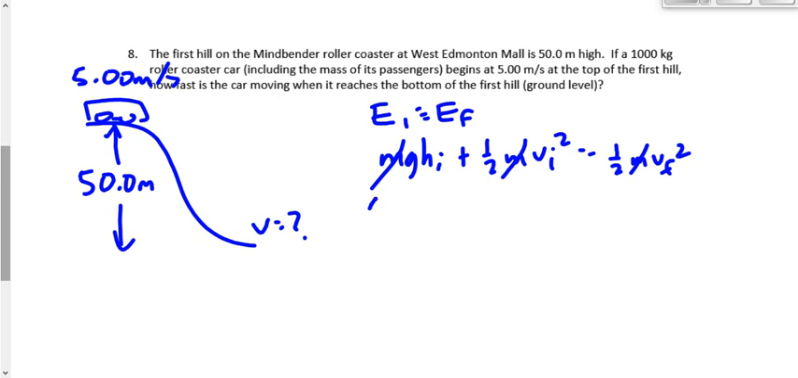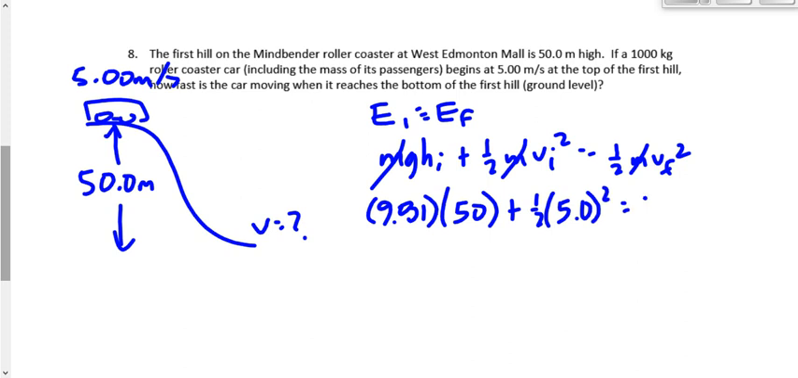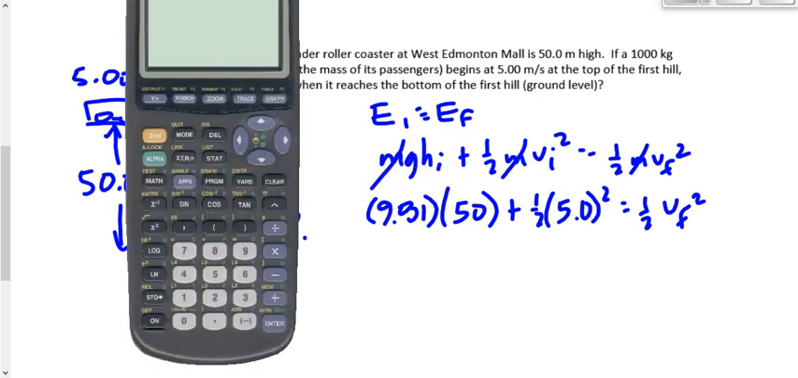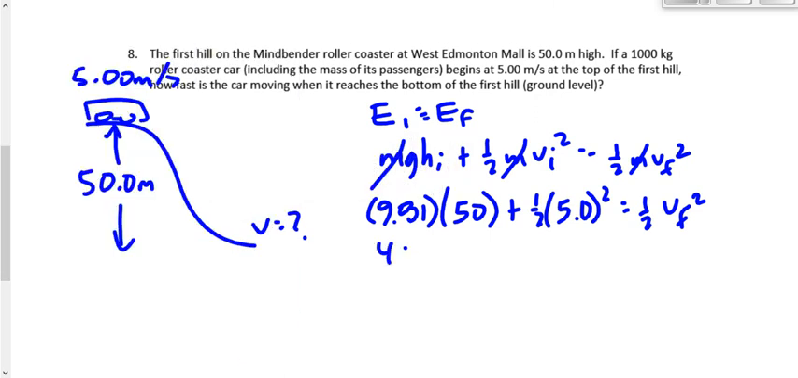All right, let's sub in our numbers here. G is 9.81 meters per second squared. The initial height is 50 meters. 1/2 of 5.0 squared equals 1/2 of VF squared. Let's get the left side here. 9.81 times 50, I think, is 490.5. 5 squared is 25 times 1/2 is 12.5. Add those together and we get, what, 491, 501, 503.